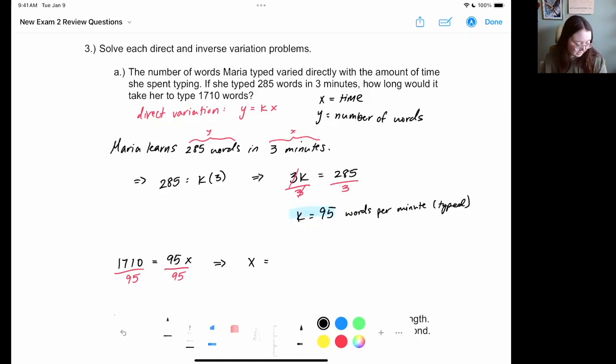And so dividing by 95, we get 18. So it would take her 18 minutes to type 1,710 words. Finding k wasn't necessarily part of our question, but it was an integral part in order to figure out the answer. So in order to do this type of problem, we need to figure out what the k is and then apply that to the actual question we're being asked. So there we go. That's a direct variation.